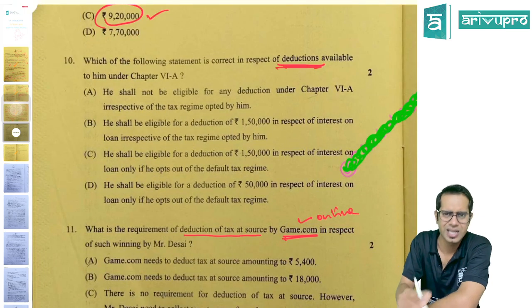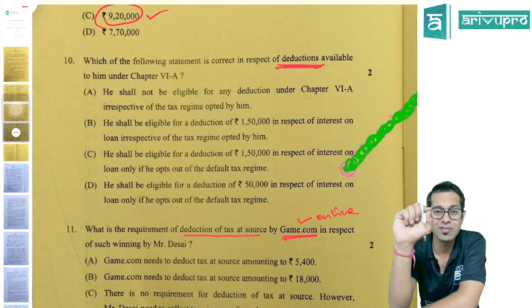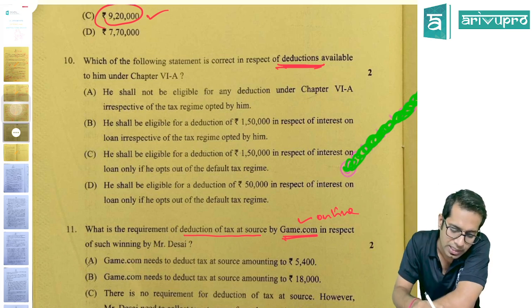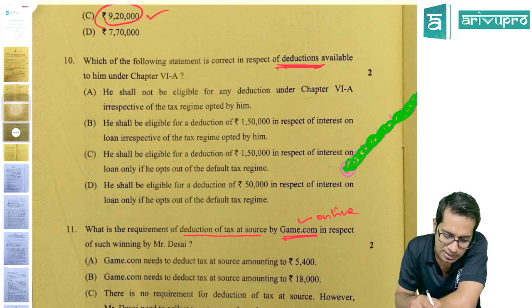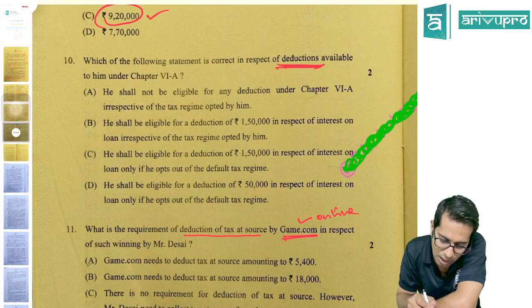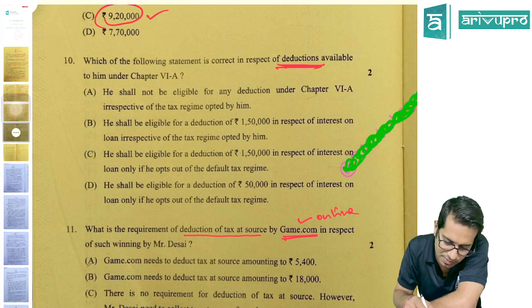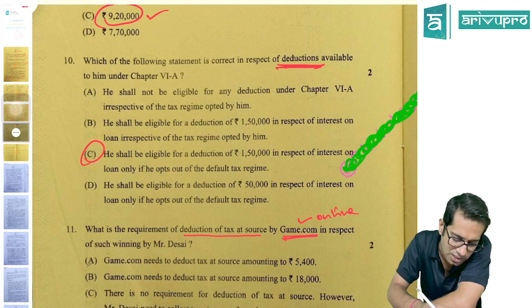What is correct in deduction? Can he claim deduction? Because he has selected default regime, he cannot take any deduction. He is not eligible for any deduction under chapter 6A irrespective of tax regime opted. No, this is not correct. He is eligible for deduction of 1,50,000 in respect of interest only if he opts out of default regime. So option C is correct.